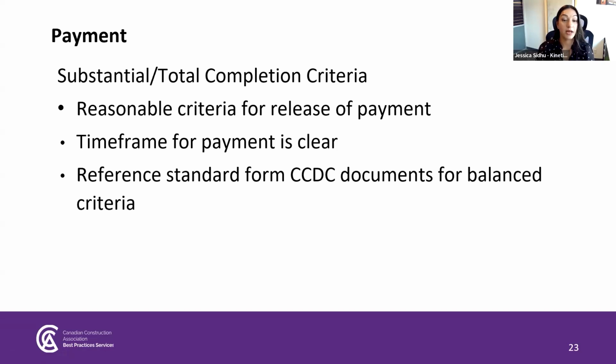So final payment may be dependent on a final completion clause or multiple clauses, which can be different than substantial performance and owner takeover requirements. Again, it's really important to understand each of the milestones set out within the contract and their impact to progressive as well as final payment.